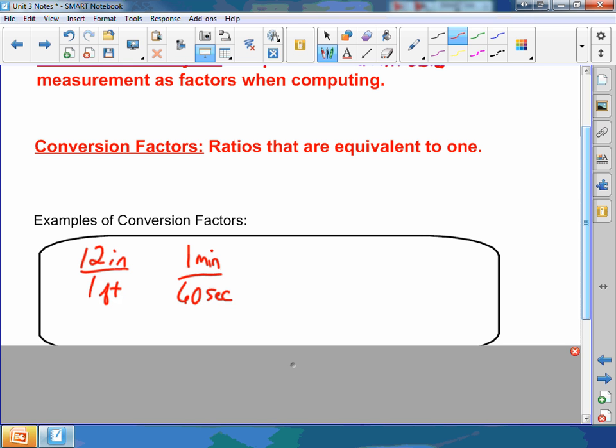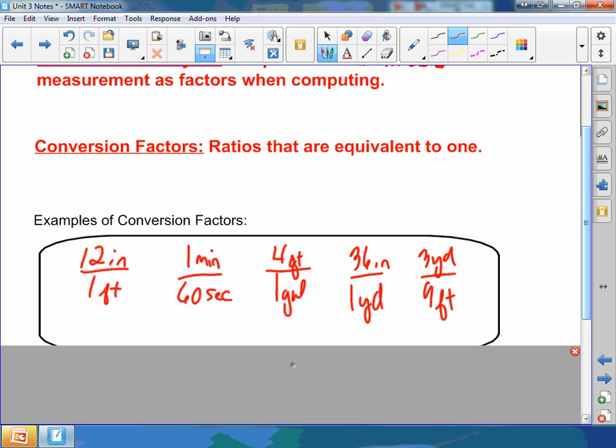Leah? 4 quarts to a gallon. Yes. 4 quarts, 1 gallon. Yes. Sarah? 36 inches, 1 yard. All right. Let's go one more. Ellie? 3 yards, 9 feet. Good.